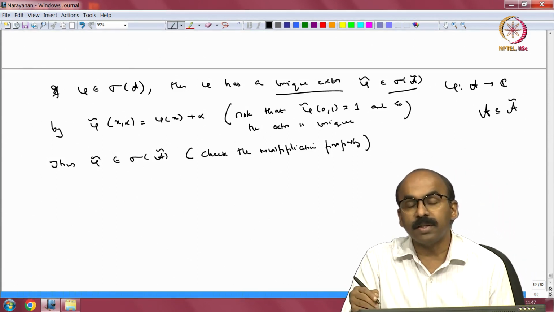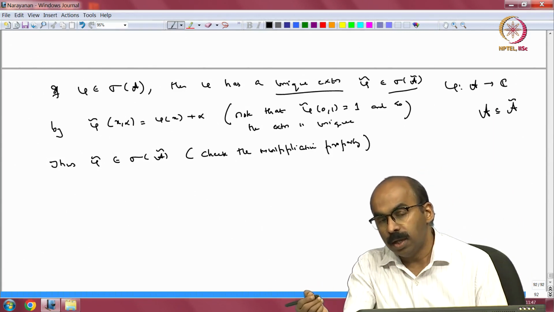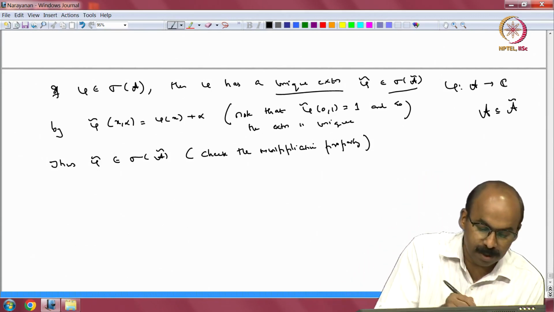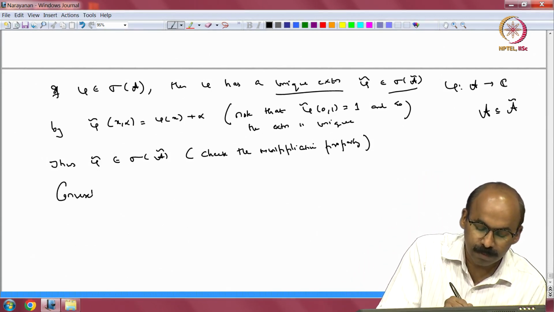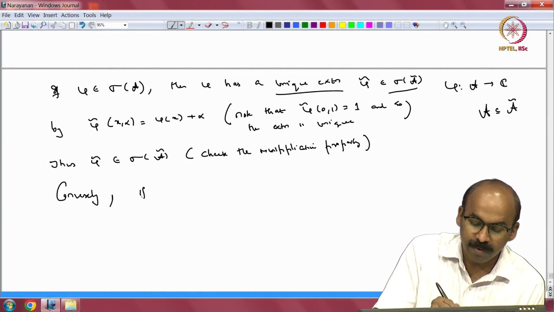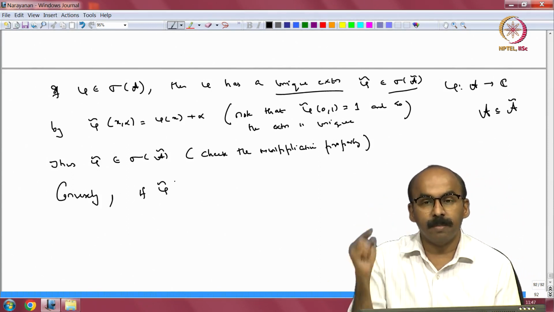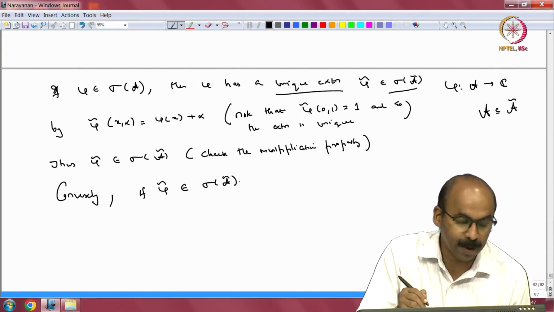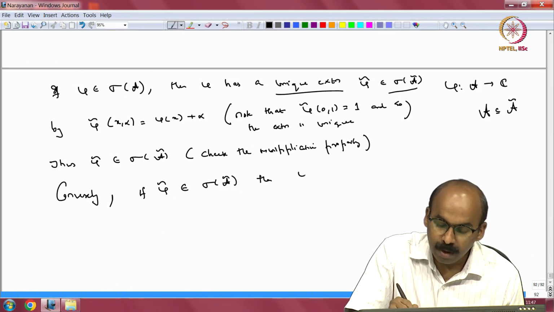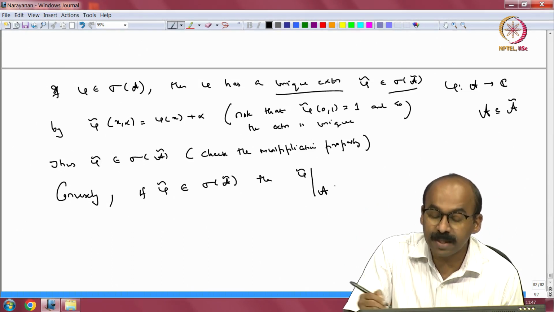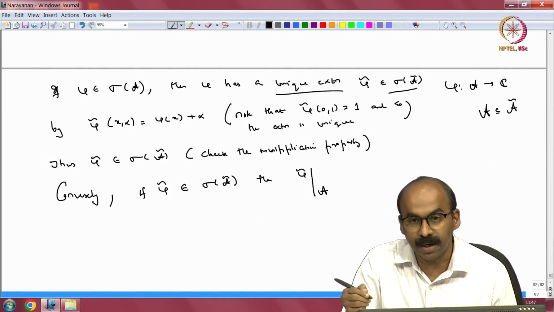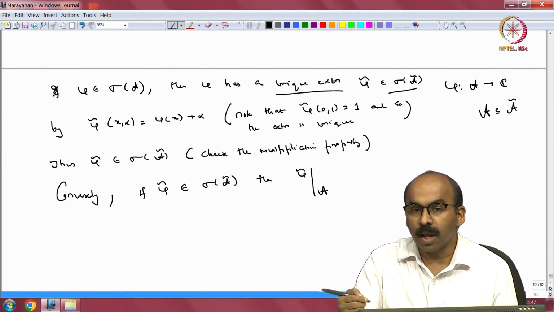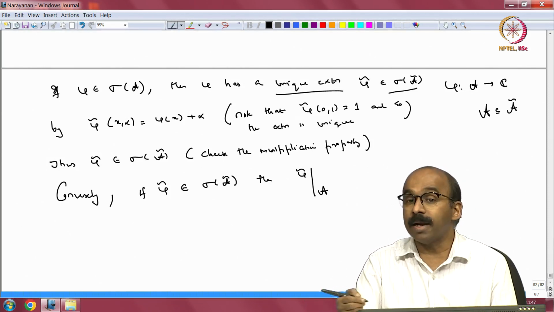Conversely, what we did was anything in sigma A extends uniquely to sigma A tilde. Conversely, I will use the tilde to say that it is in the bigger space. If phi tilde is in sigma A tilde, then I can restrict phi tilde to the smaller space A. A is sitting inside A tilde, so any multiplicative linear functional on A tilde restricted to A gives me a multiplicative linear functional on A, but it may be 0.